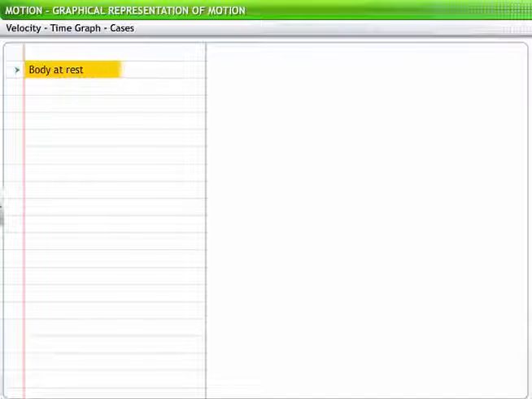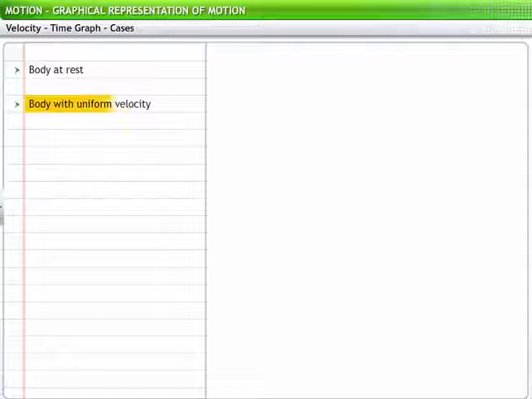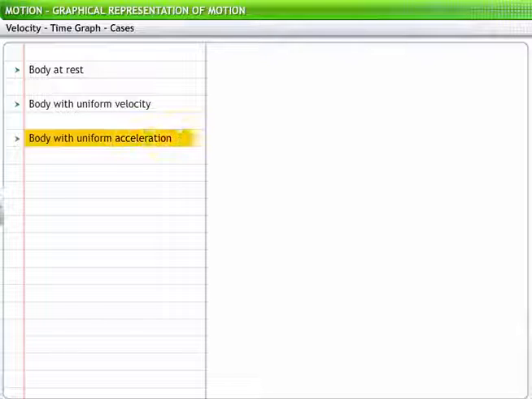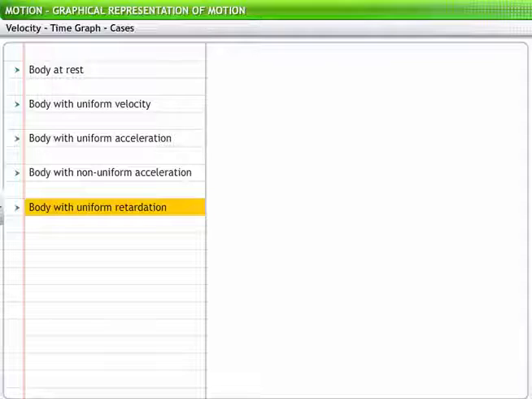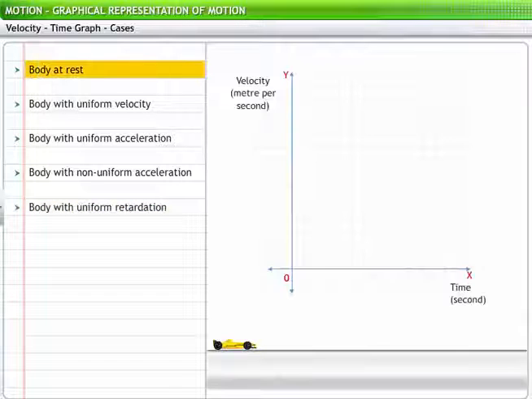Body at rest. Body with uniform velocity. Body with uniform acceleration, body with non-uniform acceleration, and body with uniform retardation. The displacement is 0 for a body at rest, and hence the velocity is also 0. A velocity-time graph plotted for a body at rest displays a straight line along the x-axis.